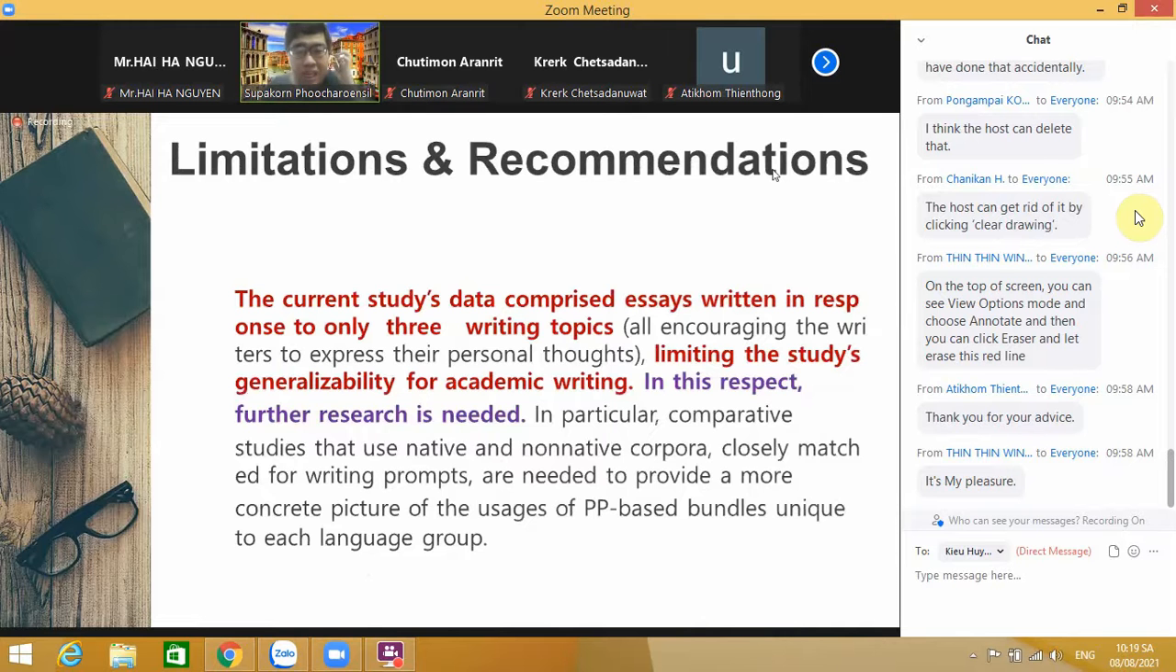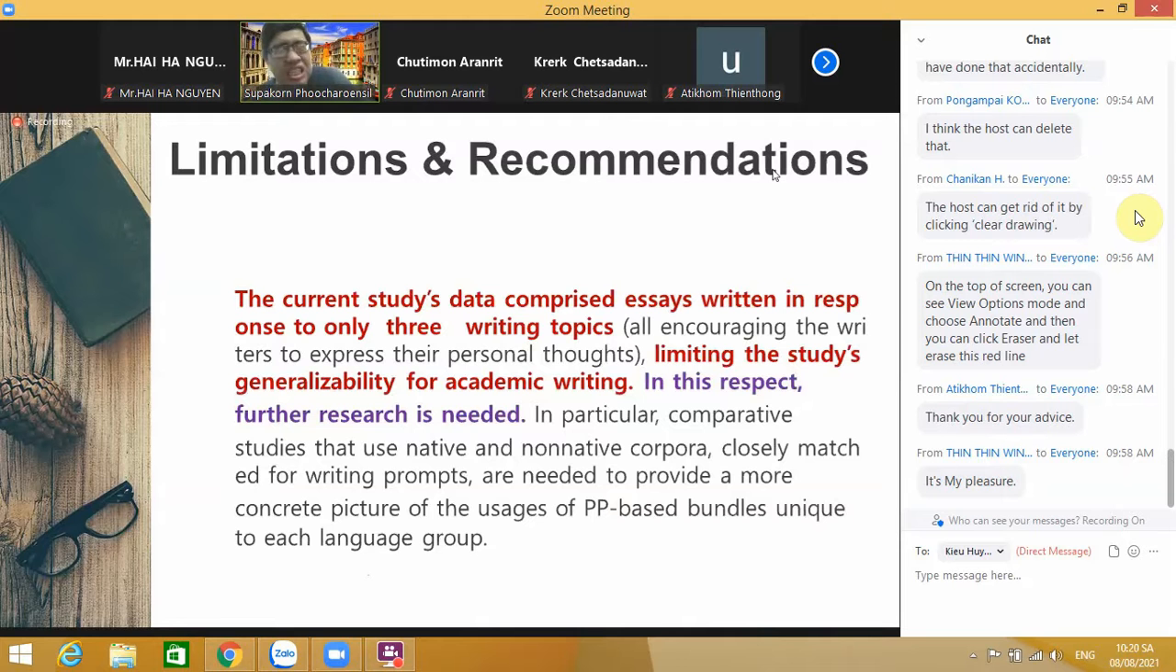Here you can say the current study data comprise essays written in response to only 3 writing topics, limiting the study's generalizability for academic writing. So in this respect, further research is needed, blah, blah, blah, right? Comparative studies that use native and non-native corpora should be the focus of future studies, something like that, right?